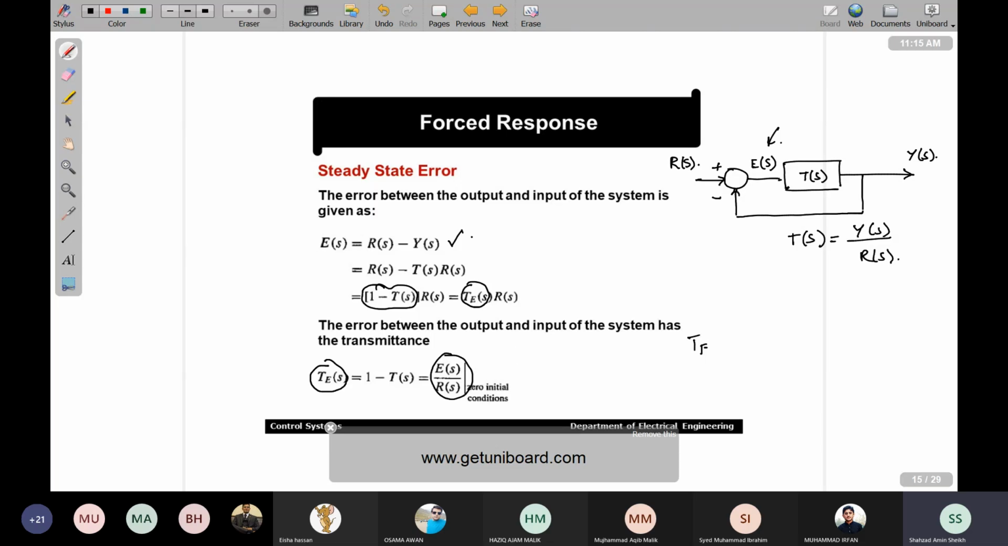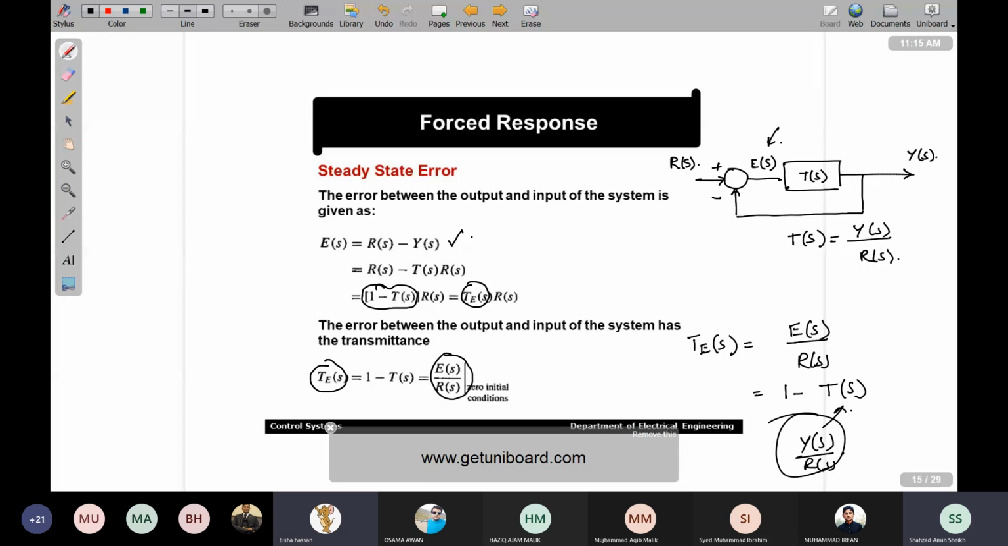So T_E(s) क्या हो जाएगा आपका? Error का transfer function है, which is E(s) divided by R(s). The ratio of E(s) to R(s), and that is in fact equal to 1 minus T(s). And T(s) is what? T(s) is nothing but Y(s) divided by R(s), the actual transfer function of the system. Any questions regarding these equations?